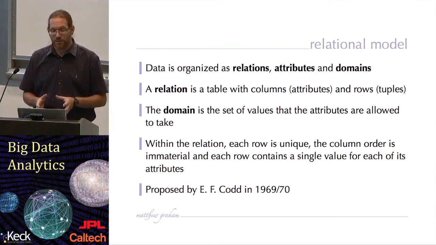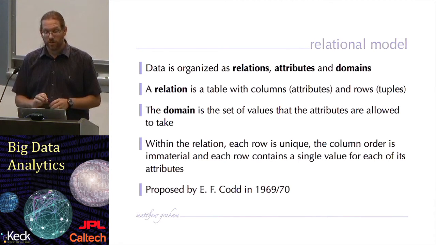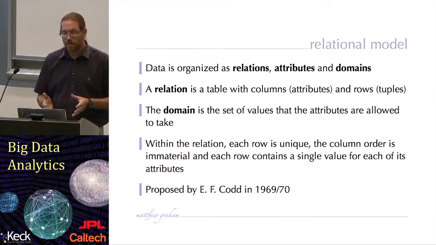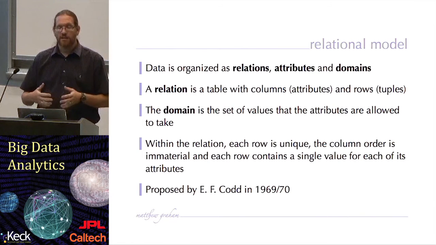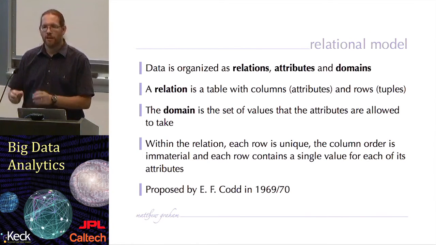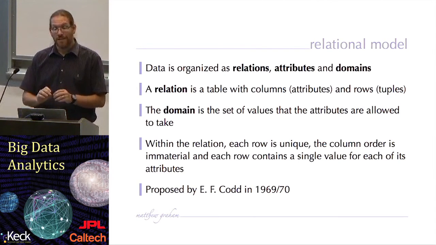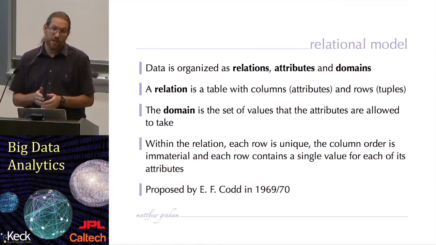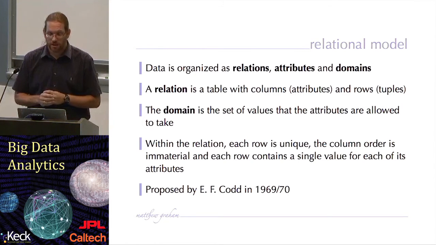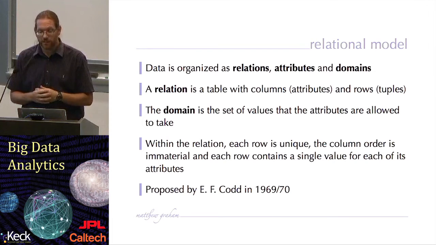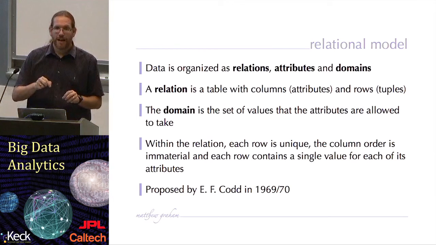So a relation is a table which has attributes, which are the columns, and it has rows, which are the tuples. And the domain in a relational model is the set of values that the attributes are allowed to take. That is the set of values that the columns of the table are allowed to hold. And within the relation, within a table, each row is unique. Column order is immaterial. It doesn't matter what order you have your columns. And each row contains a single value for each of its attributes. So that means that for each row, there's only a single value for each column.